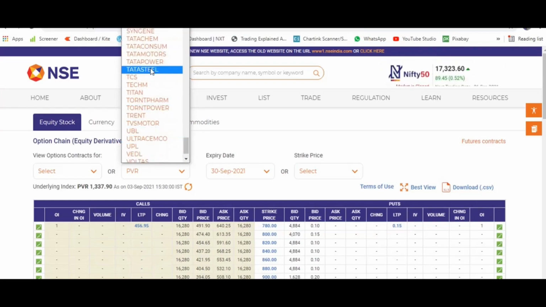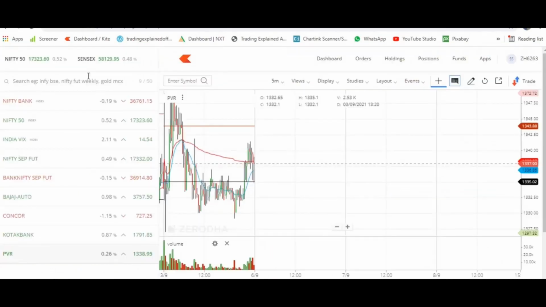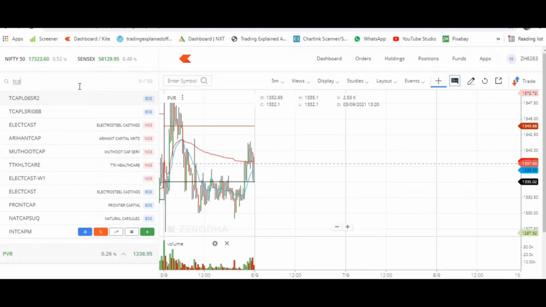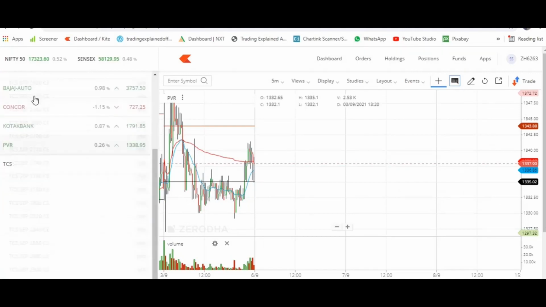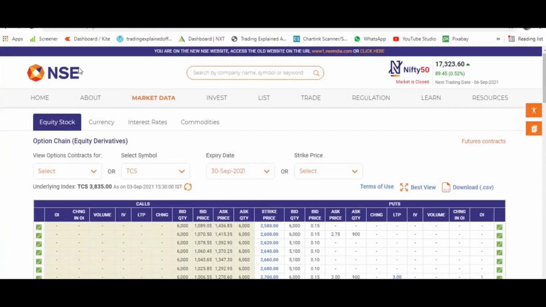Let's see TCS. Okay, we'll have to look at the TCS chart also for that thing. TCS. I hope you are getting these things, because although these may look difficult at this point, once you get a hold of option chain and open interest, all these things are very easy.